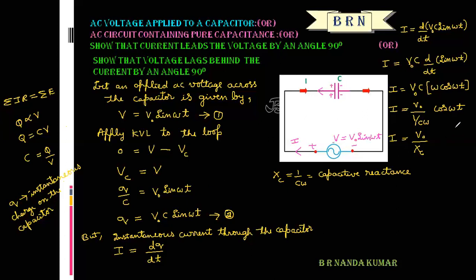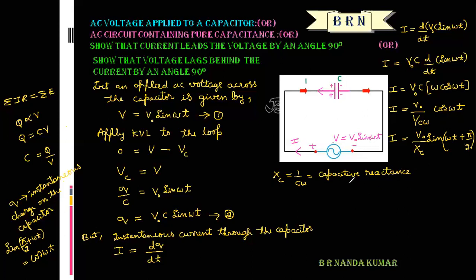So cos omega t should be converted into sine form. Sine of pi by 2 plus omega t is how much? It is actually cos omega t. So cos omega t in terms of sine is sine of omega t plus pi by 2.